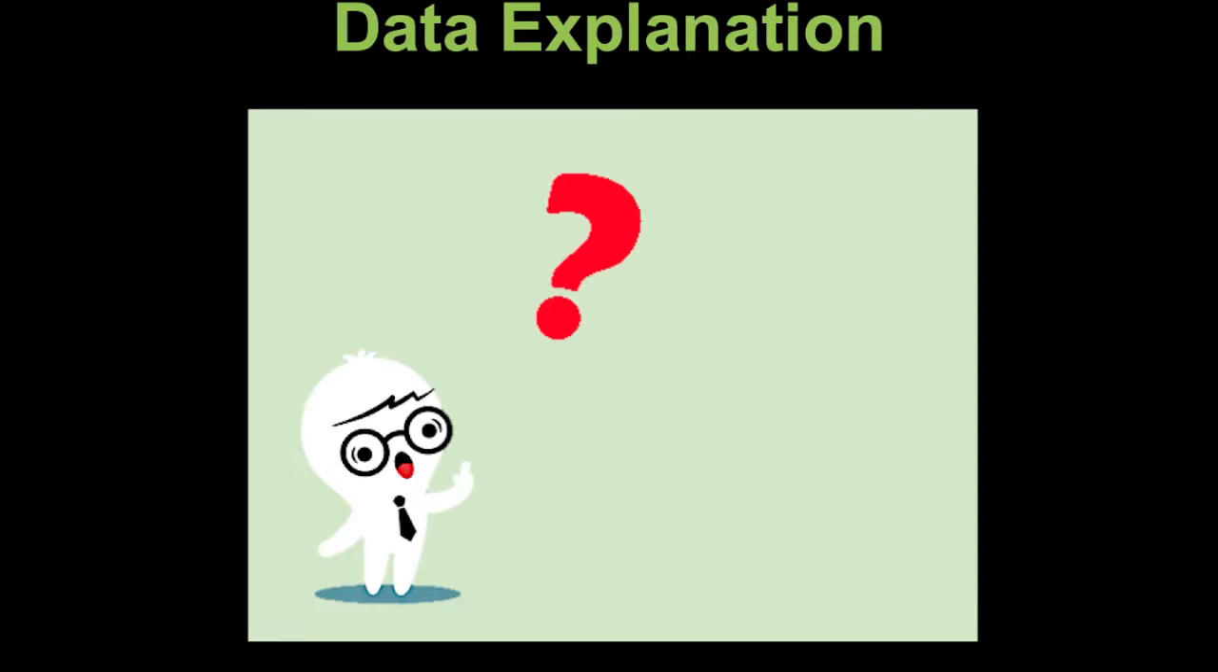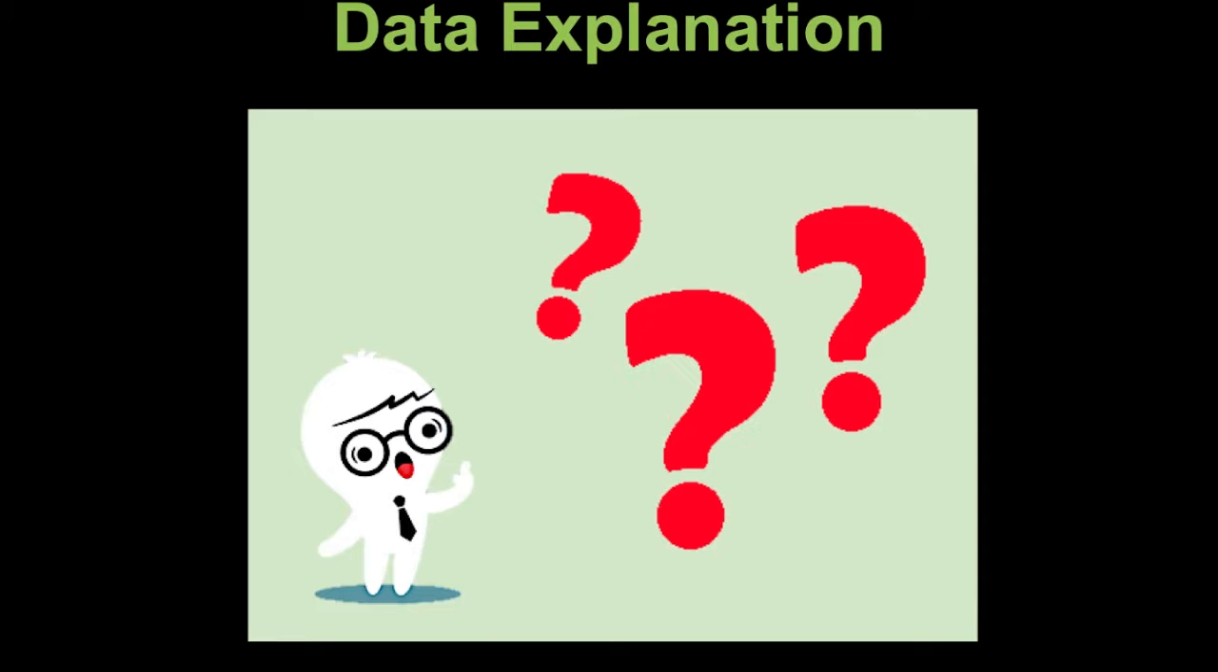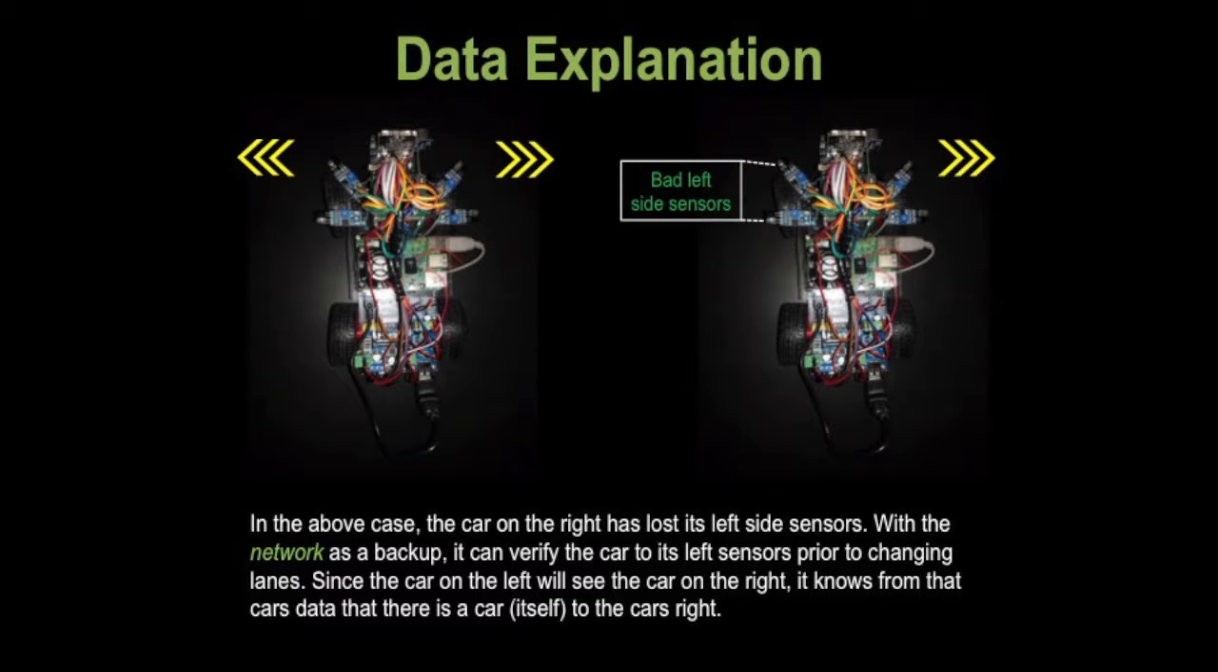You might be asking yourself, why do we need a network? Can't autonomous vehicles drive themselves? What if a car's sensor malfunctions? In this example, the car on the right has left-sided sensors which have malfunctioned. With the network as a backup, that car can verify that the other car is still present. Since the car on the left will see the car on the right, the car on the right can interpret the network data and determine that the obstruction is in fact itself. This is similar to a person who is blind being led by those who can see.